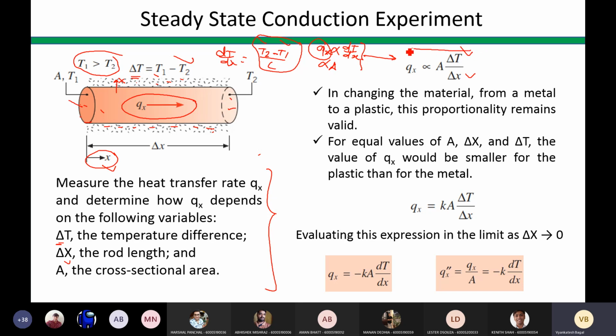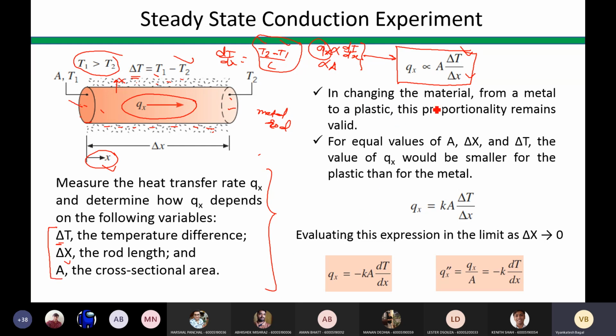Now this is true for any material. Initially I am considering this as a metal rod, let us say a steel bar or a brass kind of material you can think of. So Qx is proportional to A and is also proportional to delta T by delta X. This is my observation through the experiment. So the rate of heat transfer will depend on these three parameters: A, delta T, delta X. These are the three variables which I already noted down.